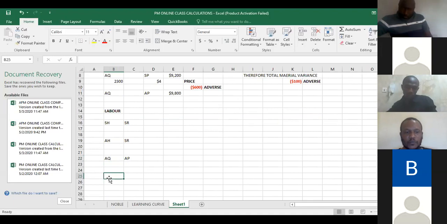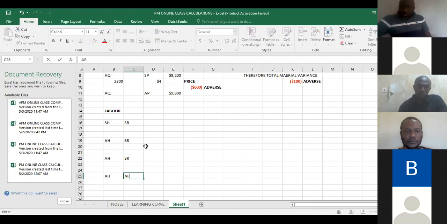We'll add another pro forma in the middle, and that pro forma will be exactly the same thing as the second one. So we'll have actual hour, standard rate again, and then we can put our actual hour, actual rates below. Okay, so the difference between the second and the third will be that we would have actual hours worked.